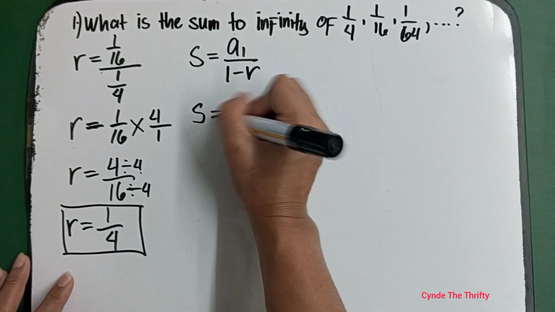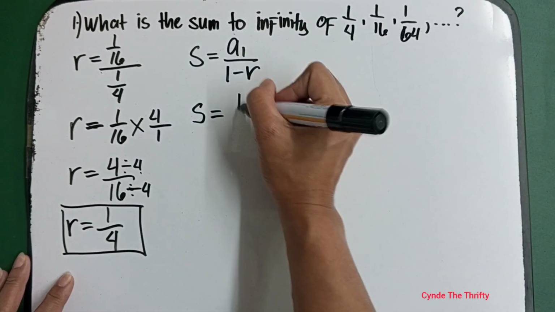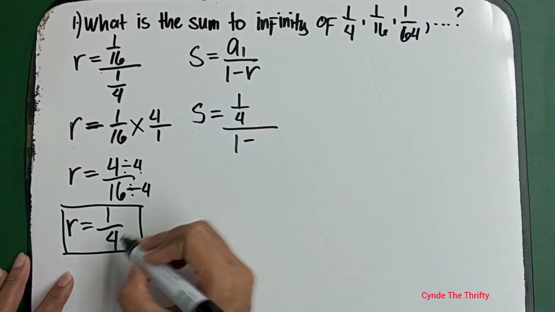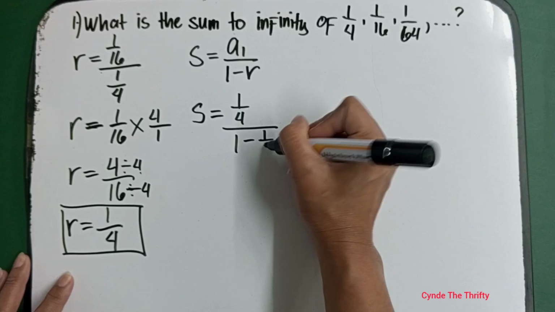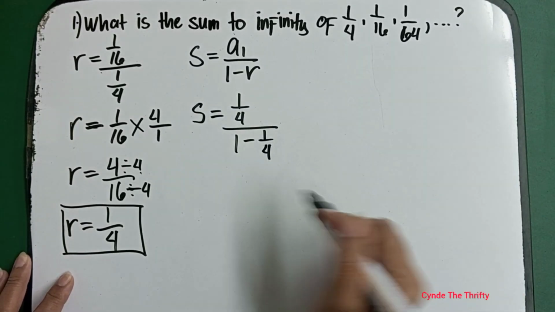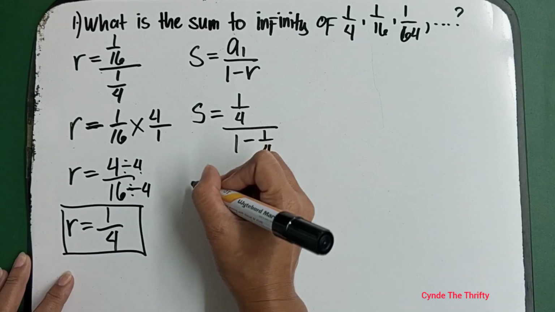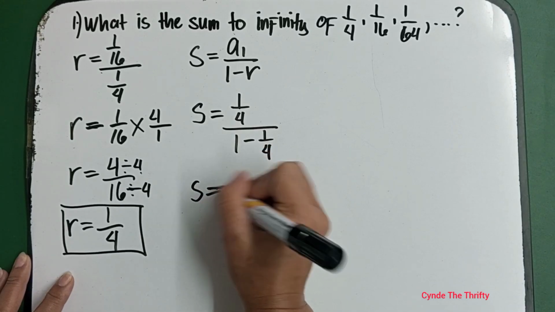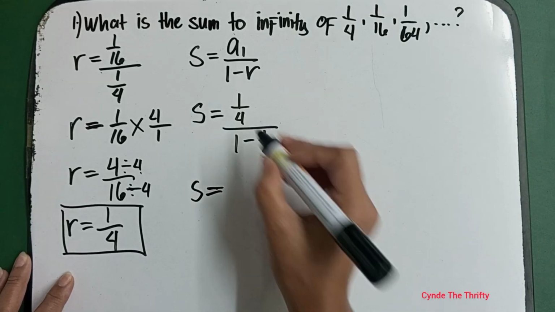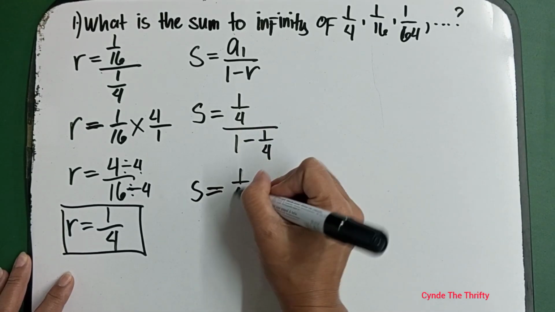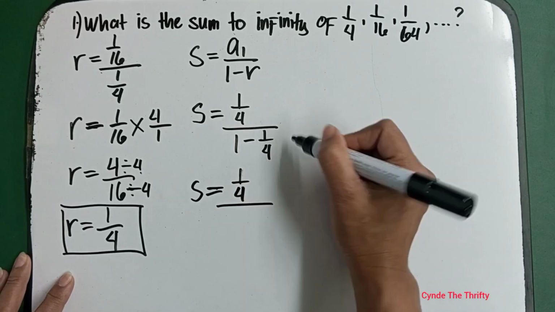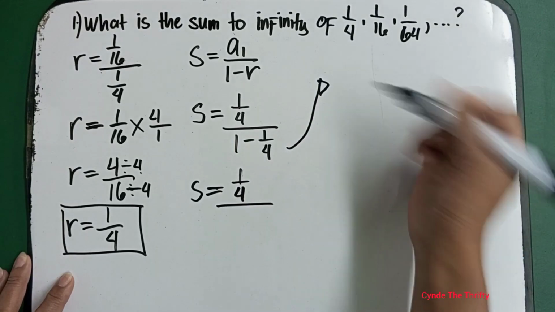Okay, so sum to infinity is equal to first term natin, 1/4, divided by 1 minus common ratio natin na 1/4. Okay, so dito talaga masusubok ang knowledge natin about fraction. So, puro fraction yung haharapin natin. So that's why napaka-importante po talaga ng basics na matutunan natin sa ating elementary days. Okay, so proceed tayo. 1/4. Kopyahin lang natin si 1/4, and then 1 minus 1/4. So, isolve muna natin siya.